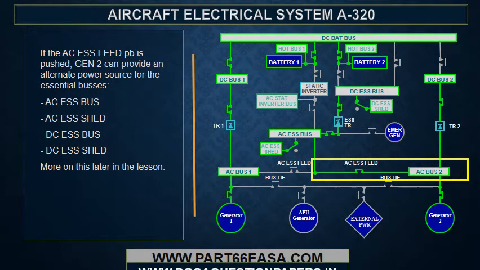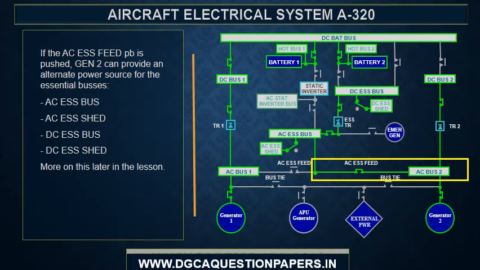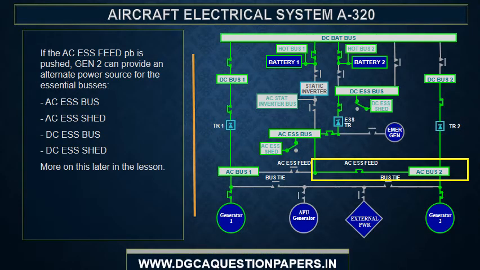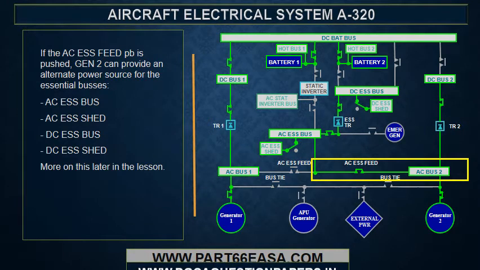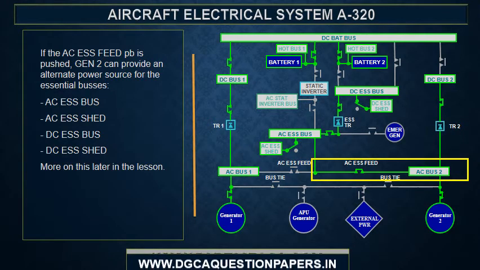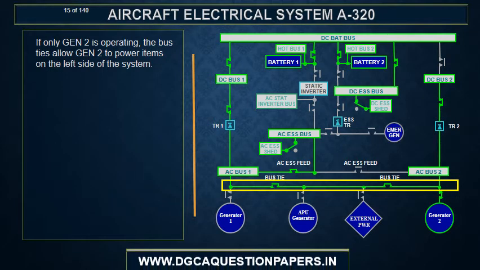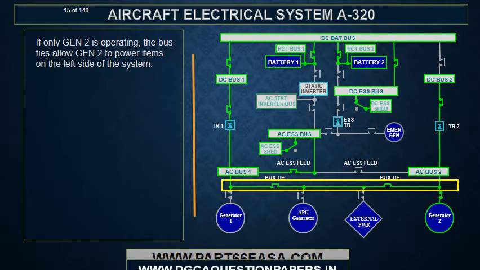If the AC Essential Feed push button is pushed, Gen 2 can provide an alternate power source for the essential buses: AC Essential Bus, AC Essential Shed, DC Essential Bus, and DC Essential Shed. More on this later in the lesson. If only Gen 2 is operating, the bus ties allow Gen 2 to power items on the left side of the system.